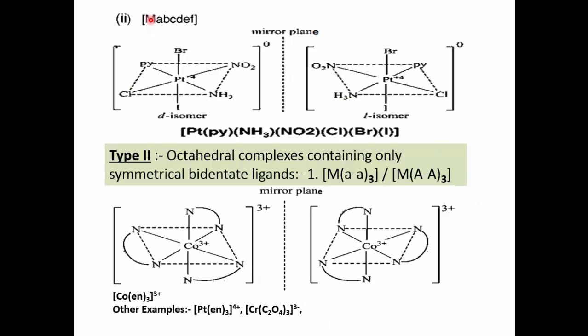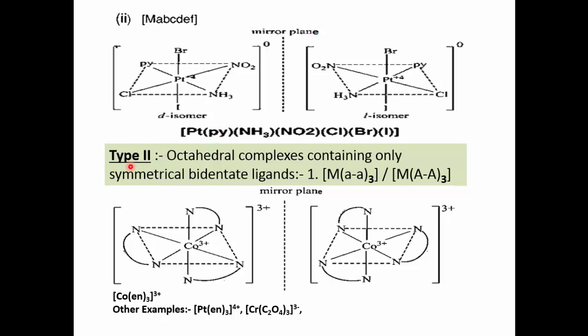Then see the next type, MABCDEF. All ligands are different, so we say bromide, NO2, NH3, iodide, chloride and pyridine are attached to platinum. Here a mirror is placed and hence this is the mirror image of this isomer. These two images are not superimposable. When we place this isomer on that isomer, we find that they are not the same, they are different, and hence this also shows optical activity.